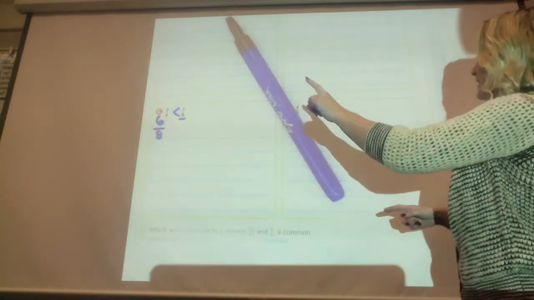So I'm going to multiply the numerator. I know you guys are tired after lunch. Numerator by 2, so 3 times 2 is 6. Now can I compare those two numbers? Yes. Which one is greater? 7/8. Go ahead and write an explanation. Looking at this one.